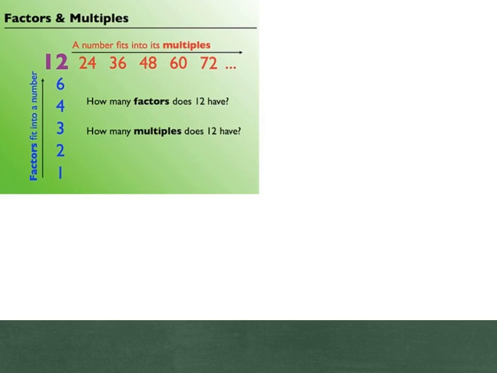Here's for the number 12. Your multiples here are going this way: 12, 24, 36, 48, 60. Now factors are the numbers that go into 12: 1, 2, 3, 4, 6, and 12. It asks how many factors does 12 have? How many are there? Well, there's 1, 2, 3, 4, 6, and 12. So that'd be 6 factors.